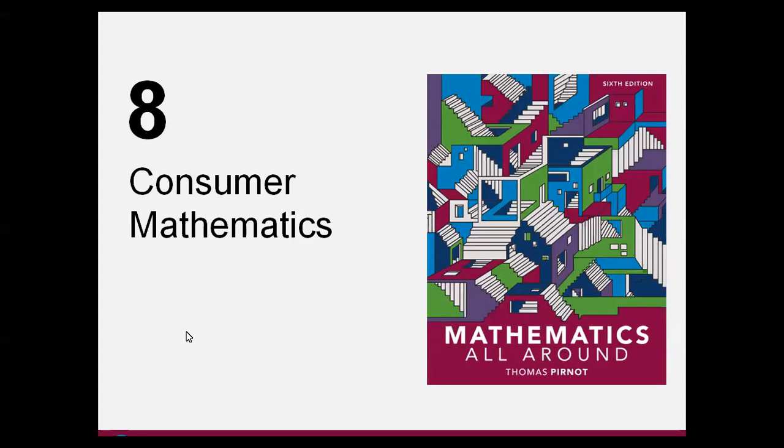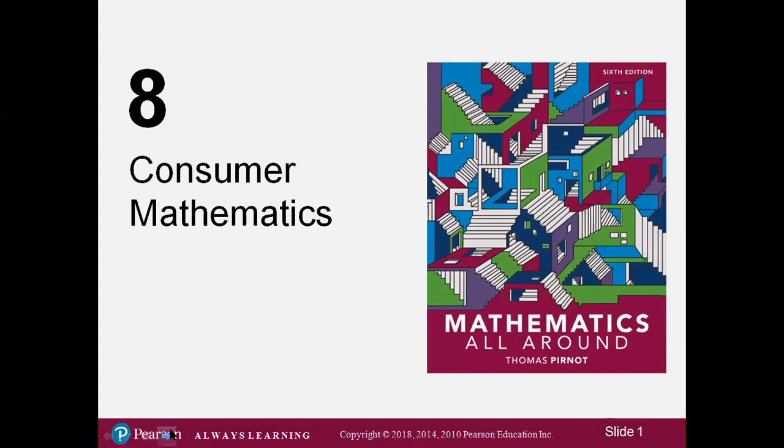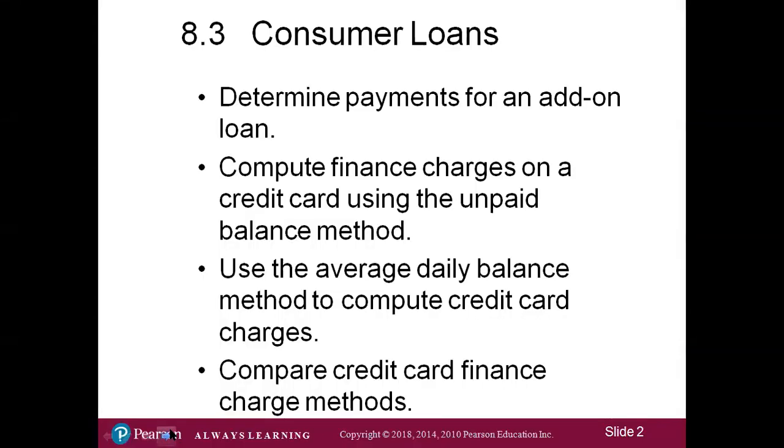All right, let's take a look at Chapter 8, Section 8.3. In Section 8.3, we're going to look at consumer loans. We want to determine the payments for an add-on loan, the only thing that will be on an exam.